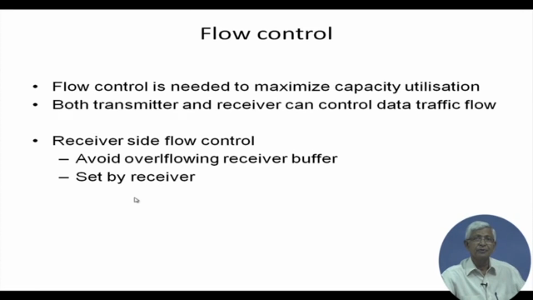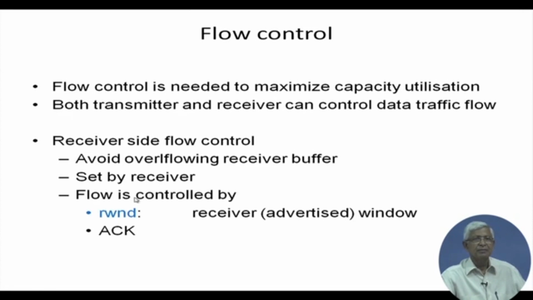This flow control is set by the receiver, and it is set by a parameter called RWND, receiver window, which is the receiver advertised window. At the beginning of the connection, the receiver says this is my RWND, and of course, he can also control by ACK, he can hold the ACK, he can delay the ACK. So, the ACK is another thing which is the clock of the total system. So, with RWND advertisement as well as by ACK, he can control the flow of the input traffic.